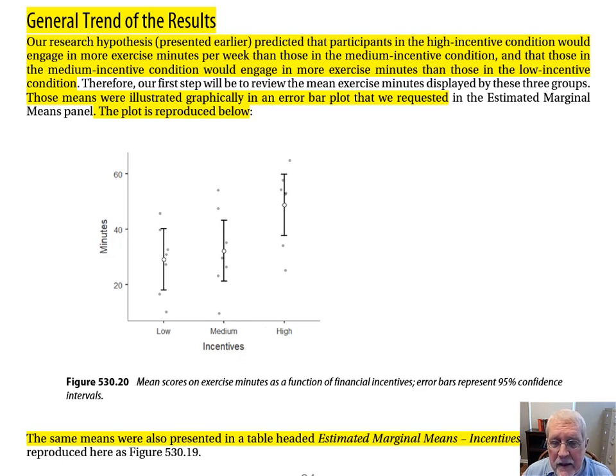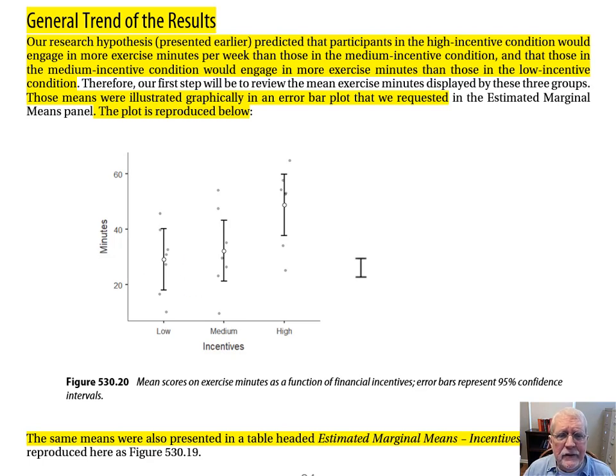You randomly assigned a different group of 7 students to the medium incentive condition. They were paid a medium incentive for engaging in exercise. And you randomly assigned the last 7 students to the high incentive condition. They were paid a larger amount of money for engaging in aerobic exercise. You measured how much aerobic exercise they engaged in each week over the course of a semester.